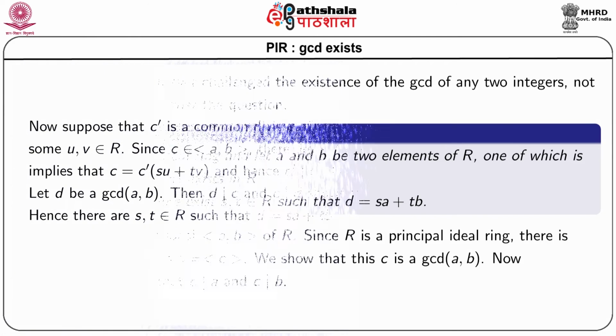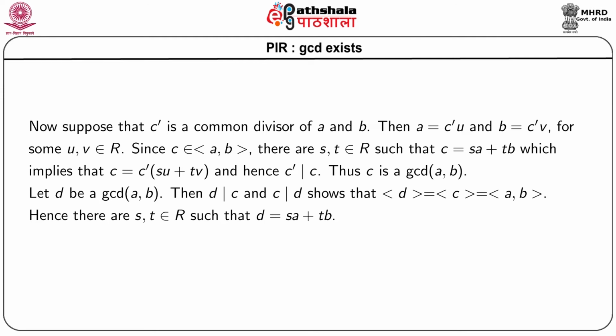Now, we show that any other common divisor C dash of A, B also divides C, and thus it will be proved that C is a GCD of A, B. For this, consider a common divisor C dash of A and B. Then we have some U, V in R such that A equals C dash U and B equals C dash V. Now, C belongs to the ideal generated by A, B implies that C is equal to SA plus TB for some S, T in R. If we replace A by C dash U and B by C dash V, then we get C is a multiple of C dash, that is C dash divides C. Thus, C is a GCD of A, B.